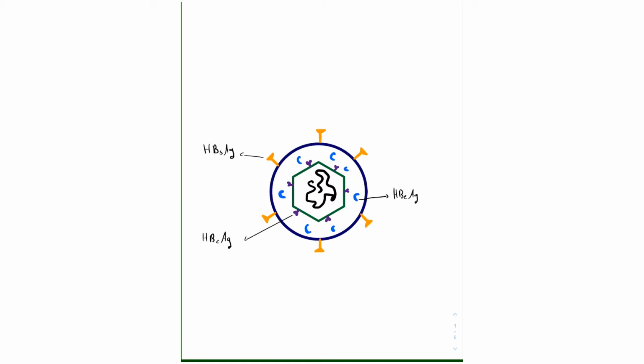So let's get started. First let's talk about the different antigens and antibodies which are present on the hepatitis B virus. You have three different antigens: the hepatitis surface antigen, the hepatitis E antigen, and the hepatitis core antigen, okay? The surface antigen, as you can see here, is present on the outside, and when this shows up on blood work, it basically means that the patient is actively infected with hepatitis B virus.